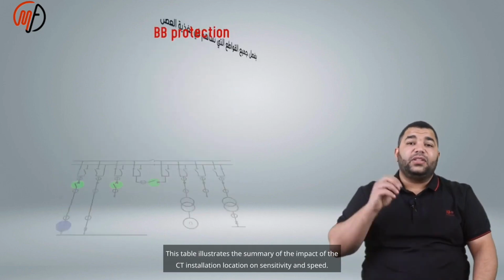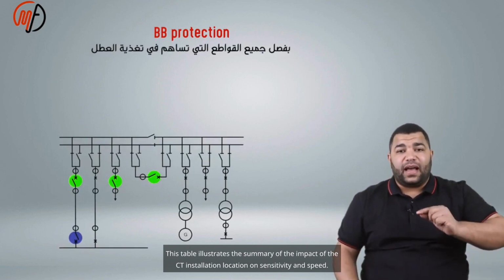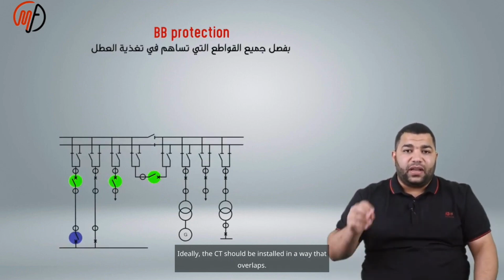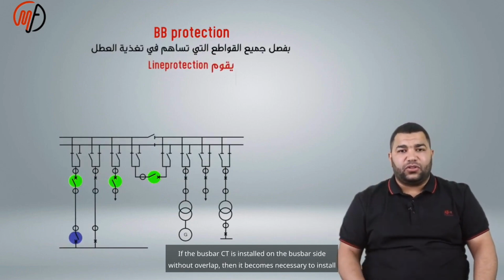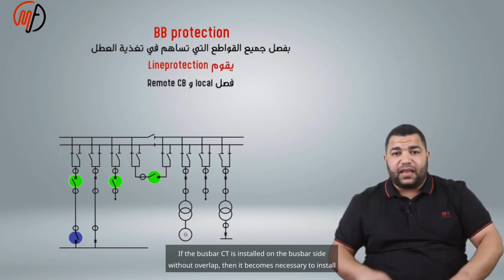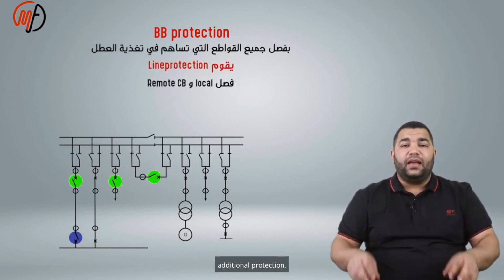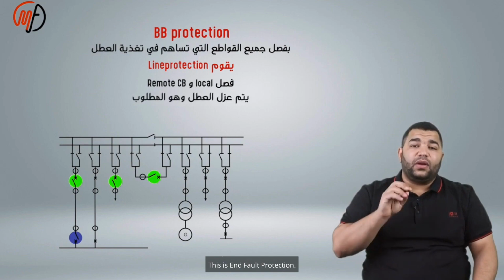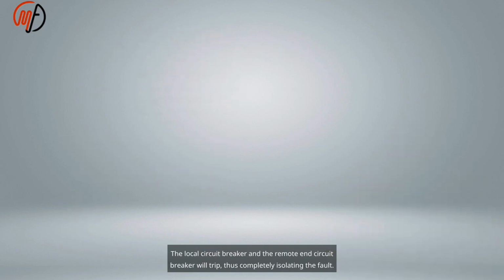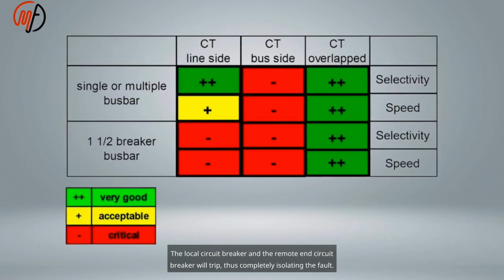This table illustrates the summary of the impact of the CT installation location on sensitivity and speed. Ideally, the CT should be installed in a way that overlaps. If the busbar CT is installed on the busbar side without overlap, then it becomes necessary to install additional protection. This is end fault protection. The local circuit breaker and the remote end circuit breaker will trip, thus completely isolating the fault.